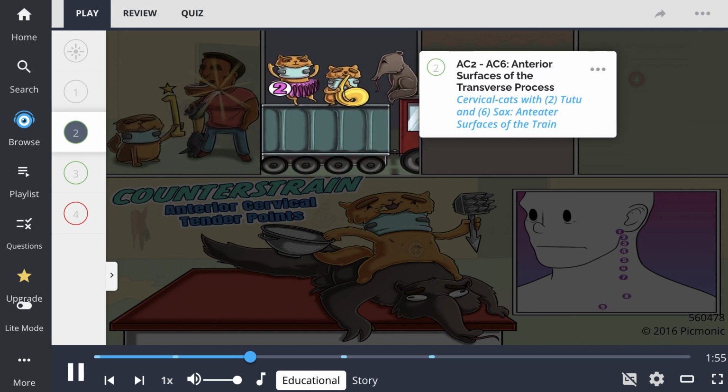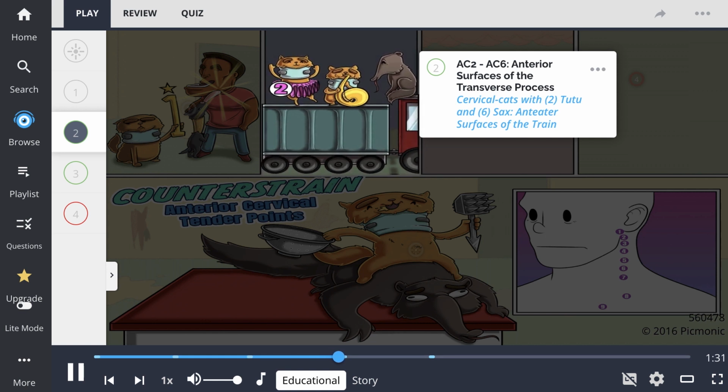The tender points for AC2 through AC6 are along the bilateral anterior surfaces of the transverse processes, represented by the cervical cat in a 2-2-2 and a 6 sax with an anteater on the surfaces of the train. These points can typically be palpated along the posterior triangle of the neck and involve the longus capitis and longus colli muscles.